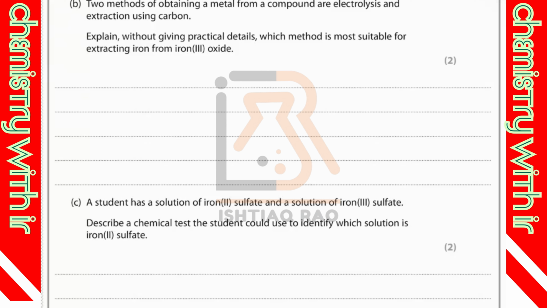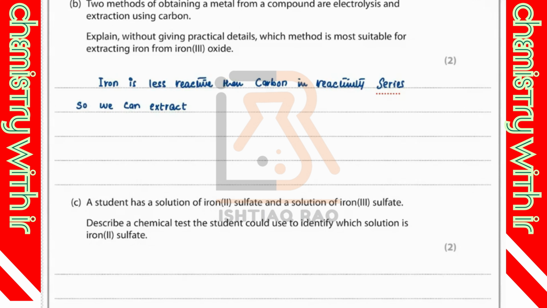Okay, so I'm supposed to write: iron is less reactive than carbon in reactivity series. So we can extract iron using carbon.